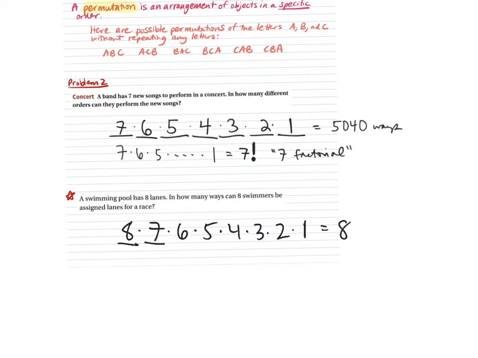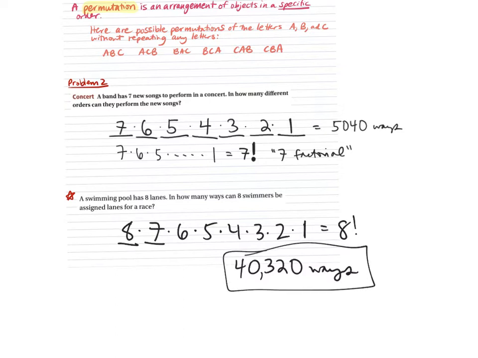So this is actually 8 factorial, which is, my calculator actually has a factorial button, which is nice. 40,320. There are 40,320 different ways that 8 swimmers can be assigned a lane for a race. Isn't that insane? Okay, moving on.